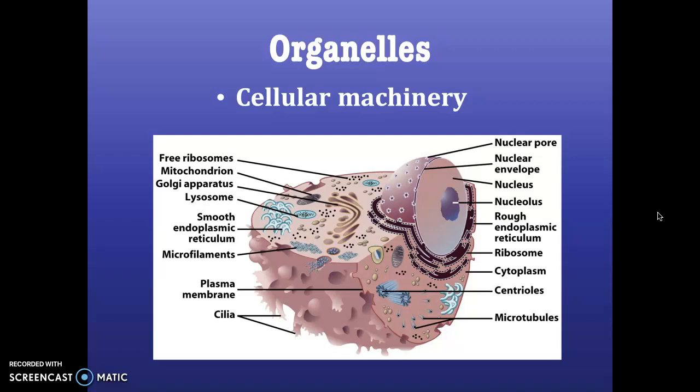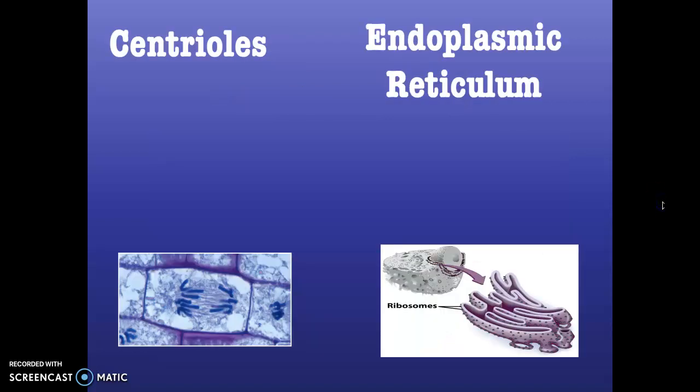The tiny organs, or organelles, make up what is called the cellular machinery. Okay, and you can see a list here of all the different types of organelles there are. This picture you're looking at is actually, you should remember, an animal cell. So let's get going through the different types of organelles. First up, I want to talk about the centrioles and the endoplasmic reticulum.